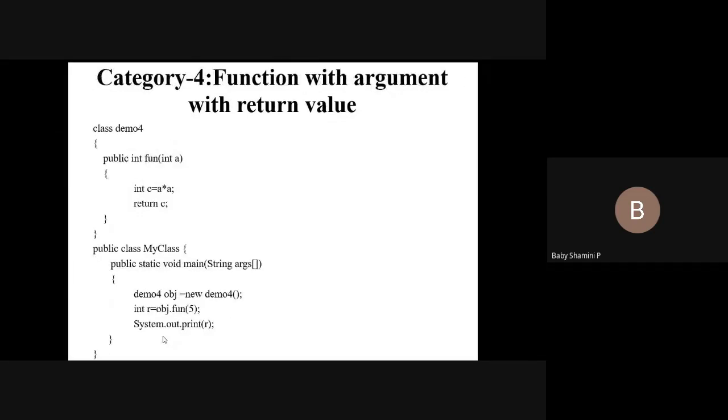Fourth category is function with argument and with return value. So in this function call statement, we must pass an argument, that is, we must declare an actual argument, and we must use a return keyword, and we must use a data type as integer. So this is our main method. From this main method, I'm going to access this class Demo4. For that, I'm going to create an object Demo4 obj equal to new Demo4. Using this object, I'm going to access the class Demo4.